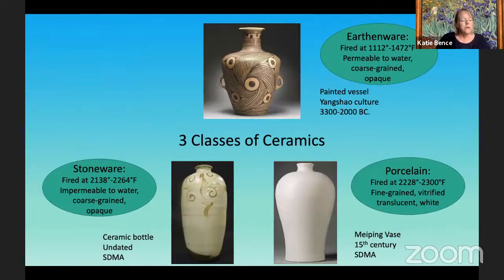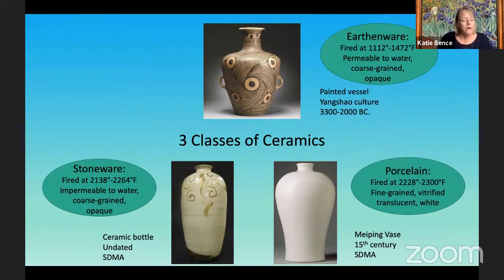So there are three types of ceramics, as I said: earthenware, stoneware, and porcelain. And each type is fired in a kiln at a different temperature range. So you can see here, earthenware is fired at 1112 to 1472 degrees Fahrenheit. Stoneware is a little hotter at 2138 to 2264 degrees Fahrenheit. And porcelain is fired at 2228 to 2300 degrees Fahrenheit.